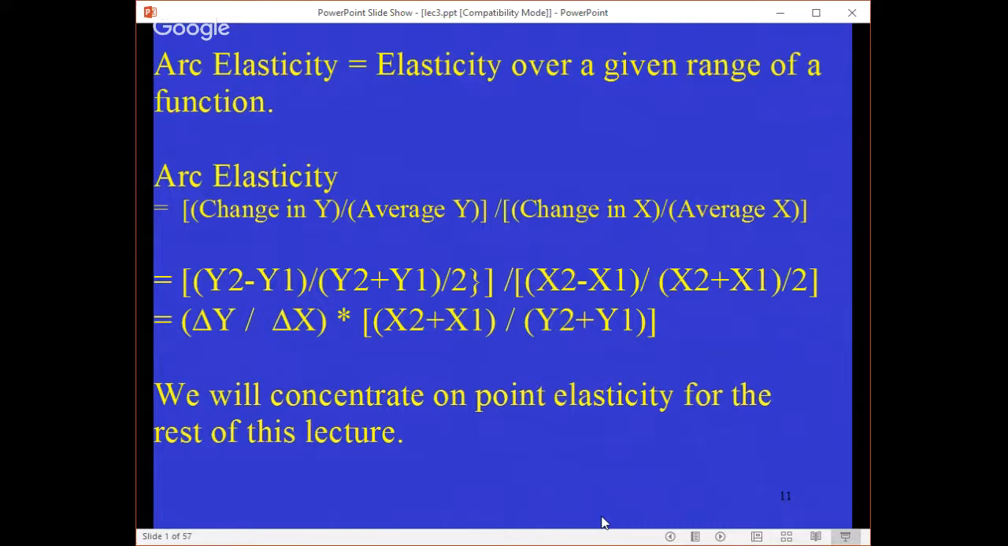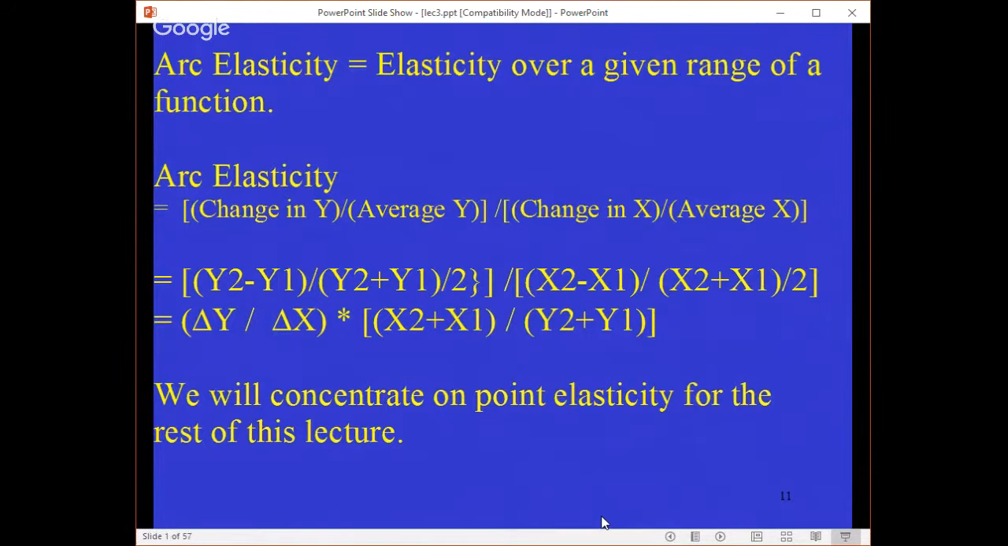But it's a little more difficult to work with than point elasticity, and we really don't gain anything conceptually with it. So for the most part, actually for the rest of the class, we're going to work with point elasticity. Questions?